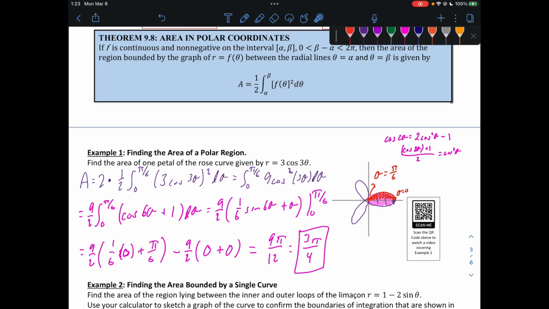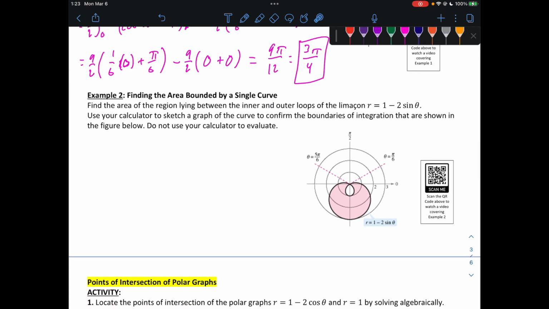All right, number 2, find the area bounded by a single curve. Nice thing about this one is the bounds are given to us here, pi over 6 to 5 pi over 6, okay? We're going to do this in a calculator in class to find this graph, but for now, that's the bounds that we're going to use. So the area is going to be equal to 1/2 the integral of pi over 6 to 5 pi over 6 of our function, which is 1 minus 2 sine squared d theta.